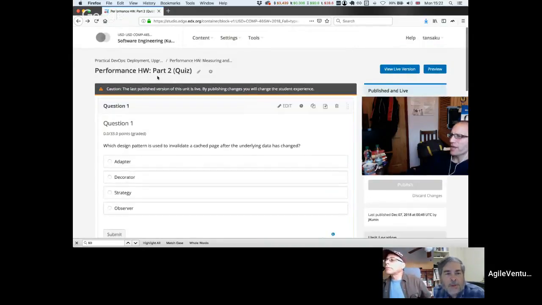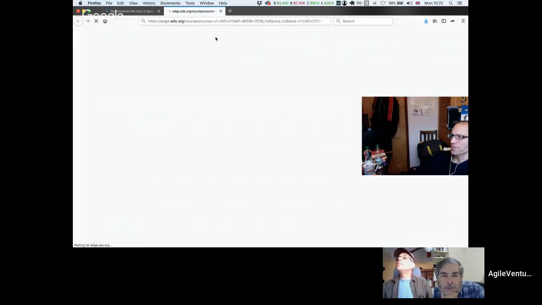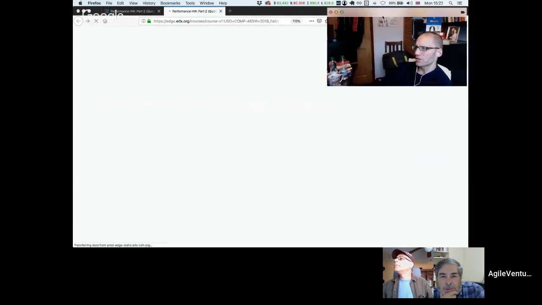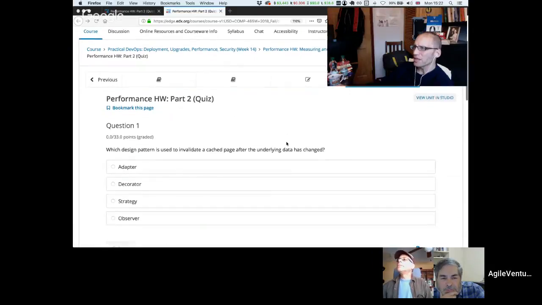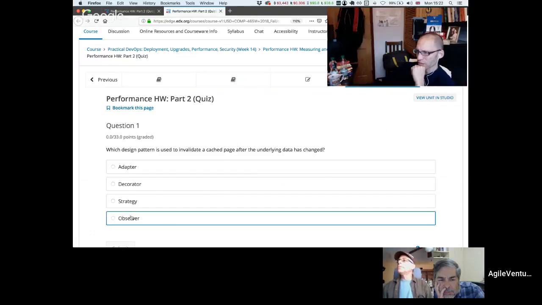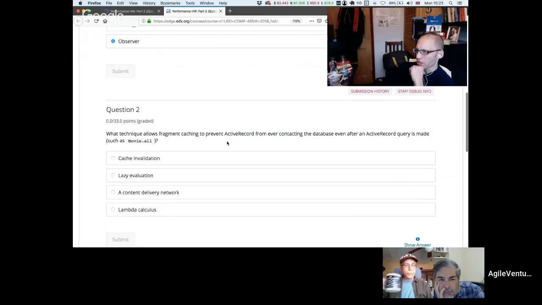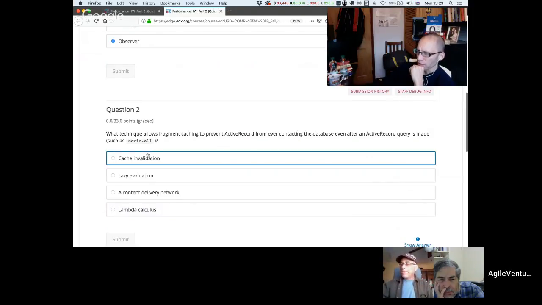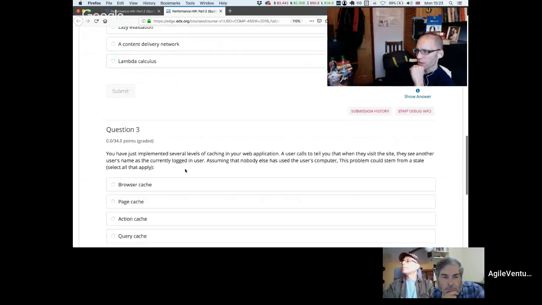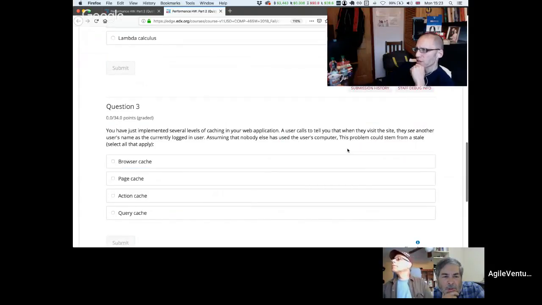I'm just thinking about ways in which students would end up with odd quiz levels in here. Let me have a look. I'll probably get it wrong. Which design pattern is used to invalidate a cached page after the underlying data strategy has changed? I guess that would be observer. And then what technique allows fragment caching to prevent Active Record from ever contributing to fragment caching? It doesn't seem to have. There we go. Different levels of caching in your web application. Okay, assuming that nobody else is using the computer, this probably would stem from a stale.